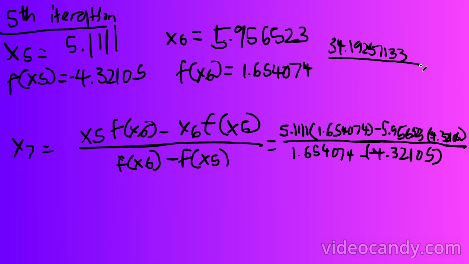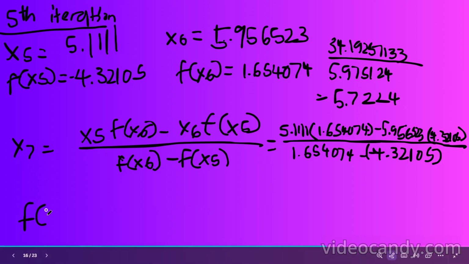So the answer is 34.19257133, w1 is 1.654074 negative 4.32105. This is 5.9755124. So our answer is 5.7224. Okay, so the answer is 5.7224.